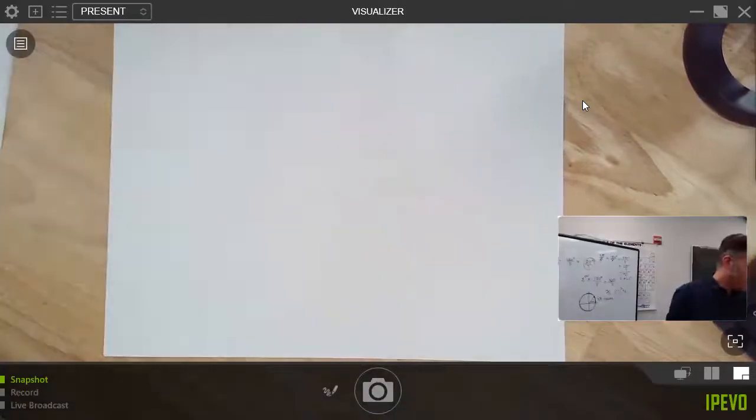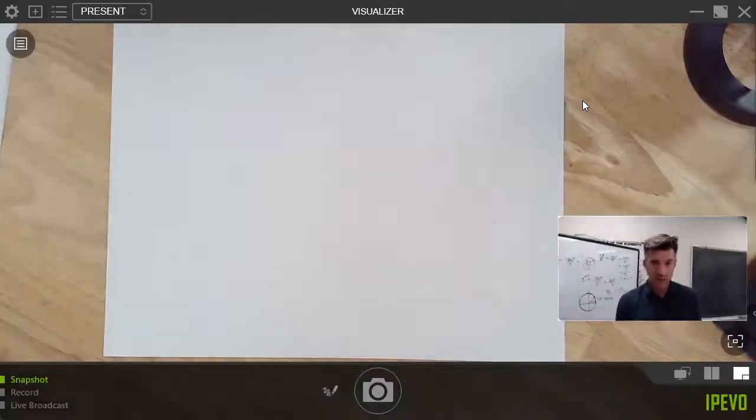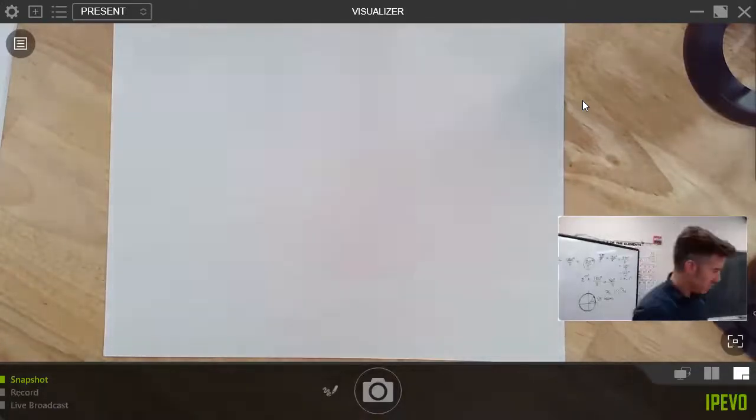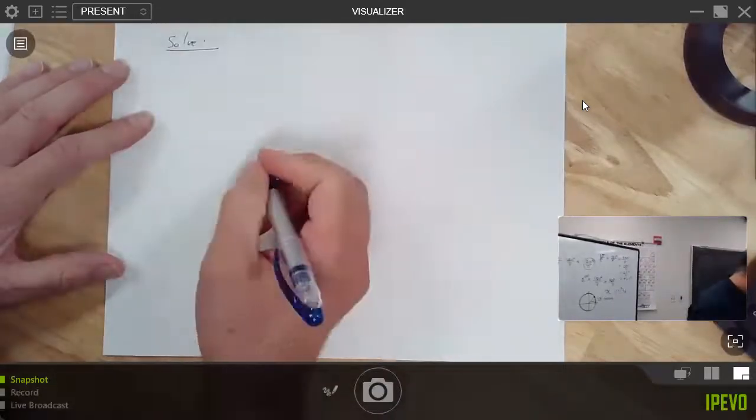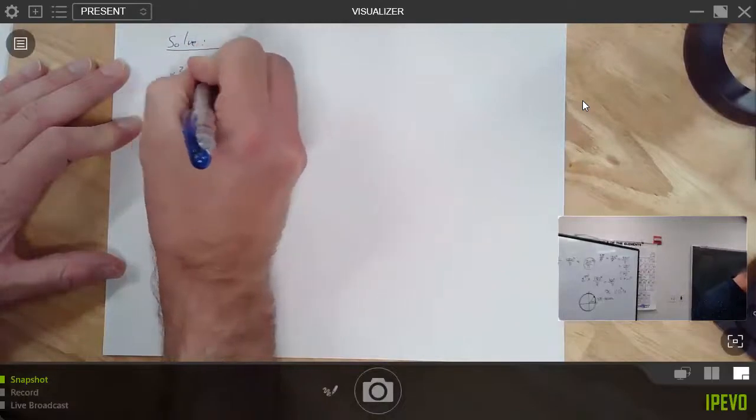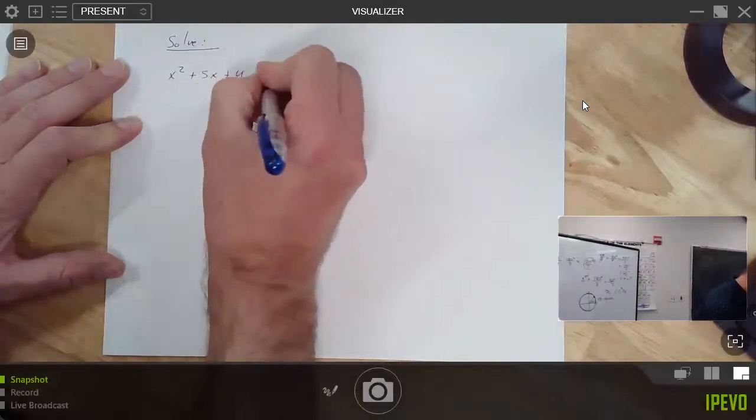So now let's solve some equations. And again, the only difference between factoring and solving an equation is that when you're solving an equation, you're being asked to set something, typically equal to 0, and then find the solution. So let's say we want to solve the following: x squared plus 5x plus 4 equal to 0.